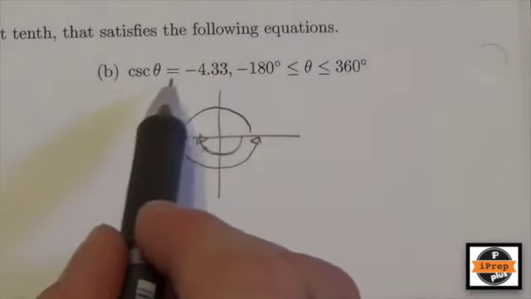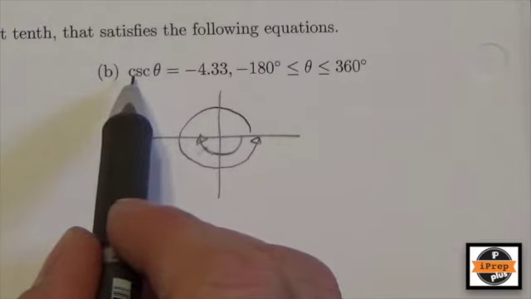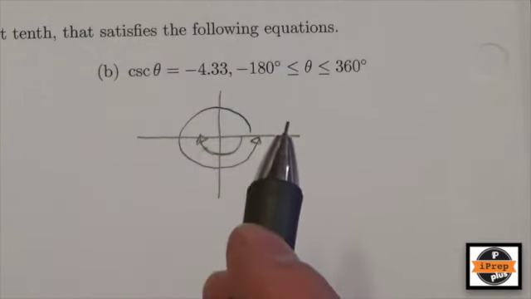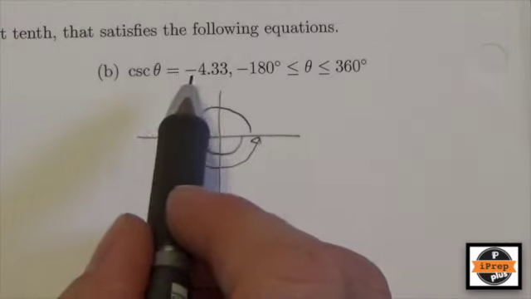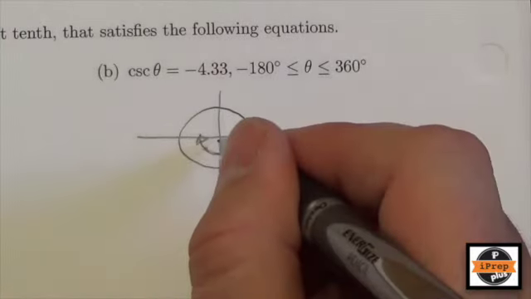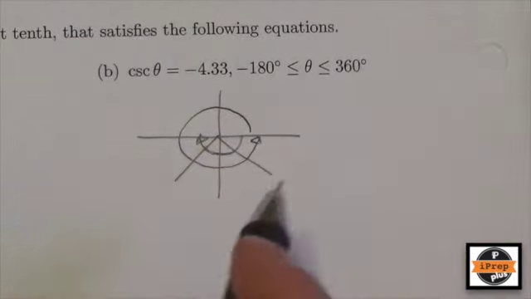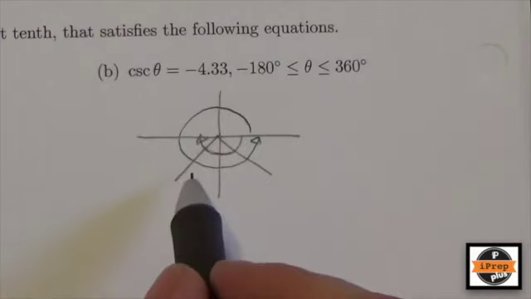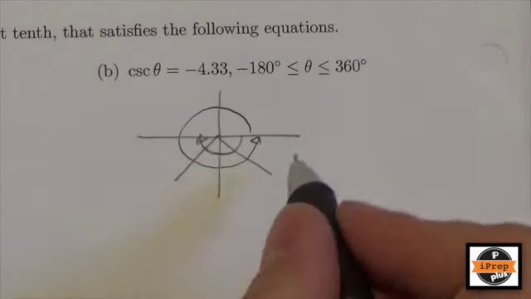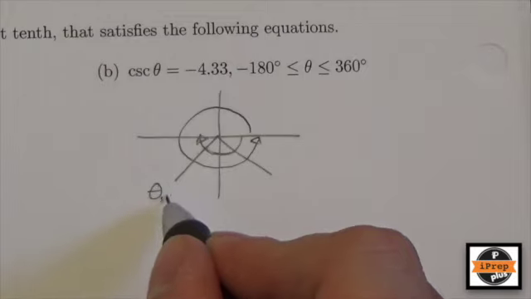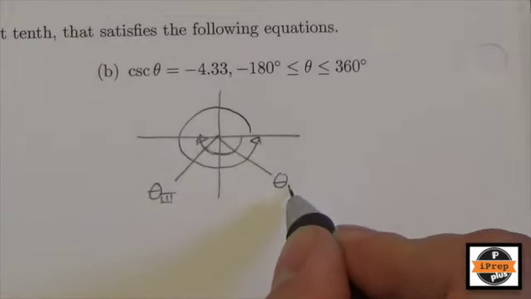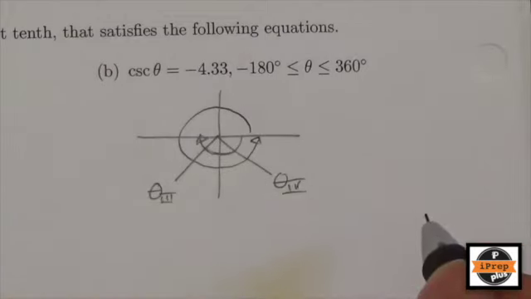Now look at the sign here. Cosecant is the reciprocal of sine, so it's going to be positive and negative in the same place as sine. So I'm looking for where sine is negative. Sine is negative in quadrants 3 and 4, and there it is. That's why it looks like this. I'm going to get 4 solutions. I've got 2 third quadrant angles and 2 fourth quadrant angles.